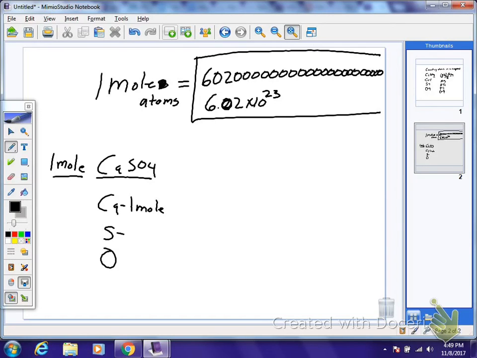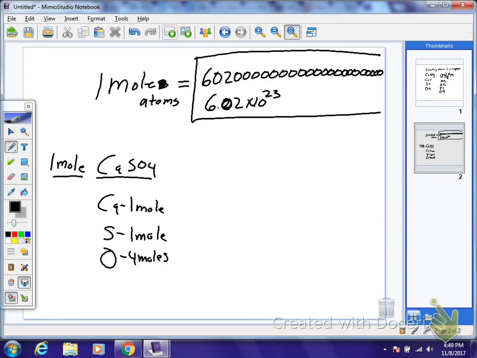So all we're doing is just changing the unit. Instead of 1 atom of calcium, we have 1 mole. Sulfur, we have 1 mole. And oxygen, we have 4 moles. So we would count the same as number of atoms: if we've got 1 mole of the compound, we've got 1 mole, or whatever those subscript numbers are, of those particular elements within that compound.